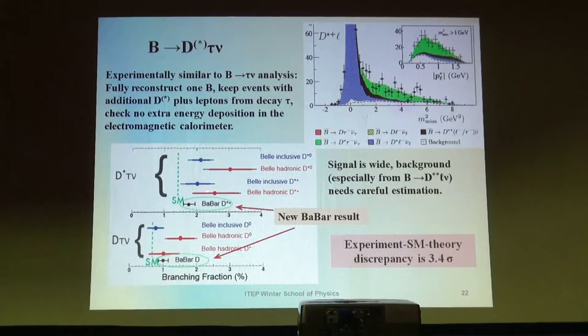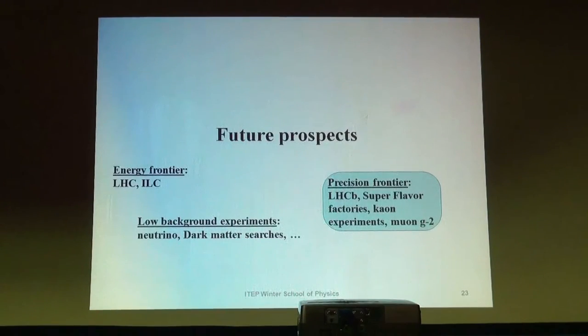And what we see now is again, not very significant, but still about 3.4 sigma, from the new BaBar results on these states, which were also presented last year at the ITEP conference. We now have about a 3.4 sigma discrepancy with the Standard Model in the branching fraction of B to Dτν and D*τν. Okay, so let me spend some time to discuss the future.